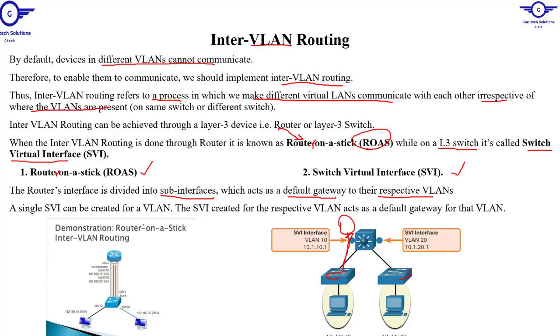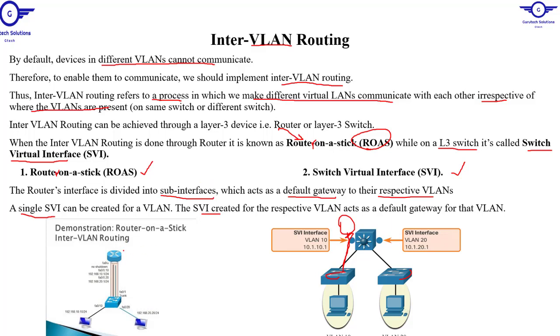And what is a switch virtual interface? A single SVI can be created for a VLAN. For example, if you have VLAN 10, 20, 30, 40, 50, we can create an SVI for each VLAN: an SVI for VLAN 10, another for VLAN 20, VLAN 30, 40, 50, and so on. Likewise, the same way the sub interface acted as the default gateway of a respective VLAN, the SVI will also act as the default gateway for that VLAN. For more notes or materials, I will send them.